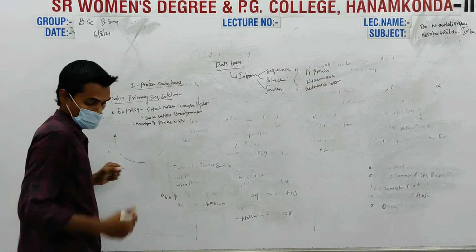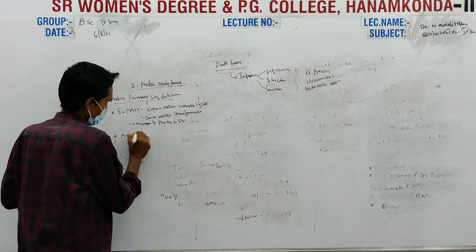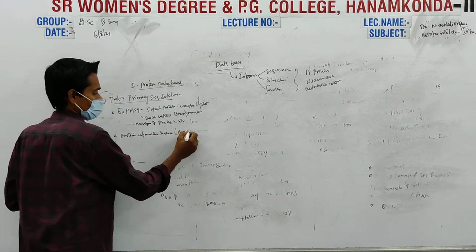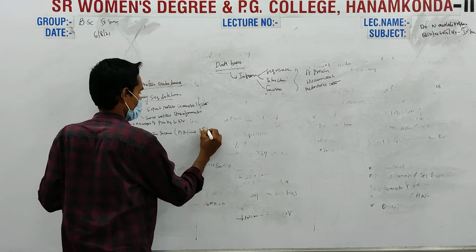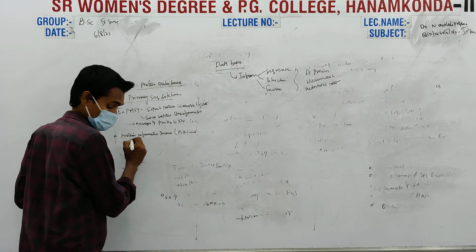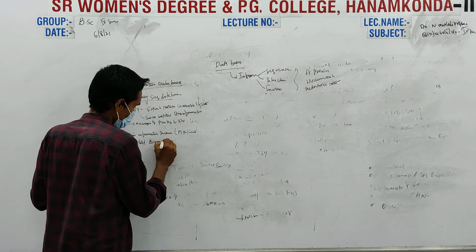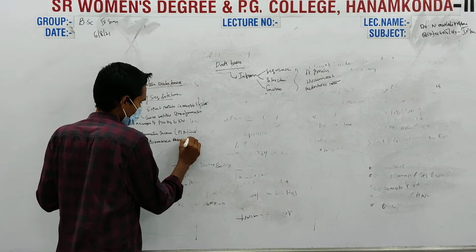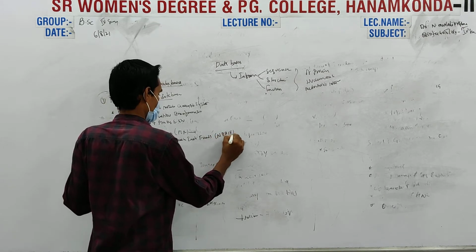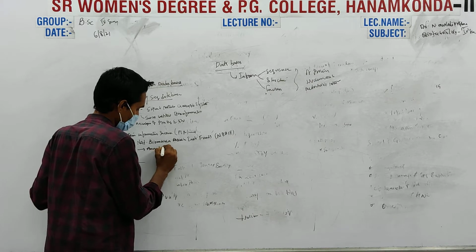Next one is Protein Information Resource, that is PIR, which is given by National Biomedical Research Institute Foundation, that is NBRF, which contains the annotated protein sequences.